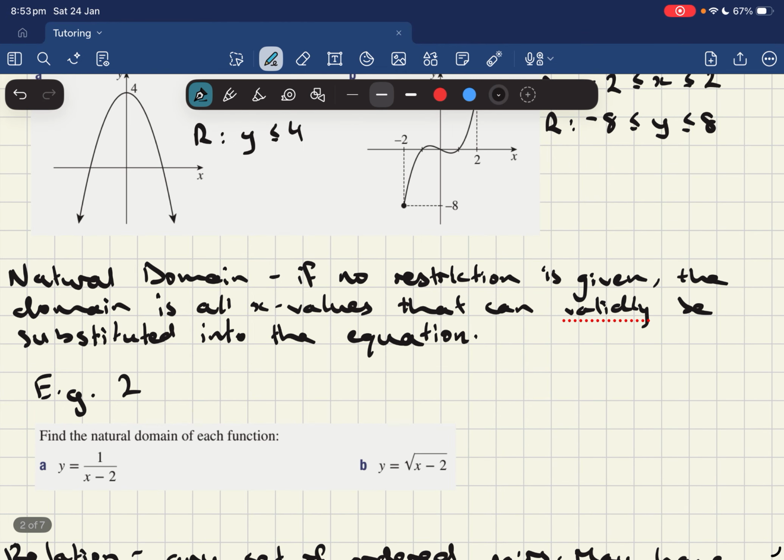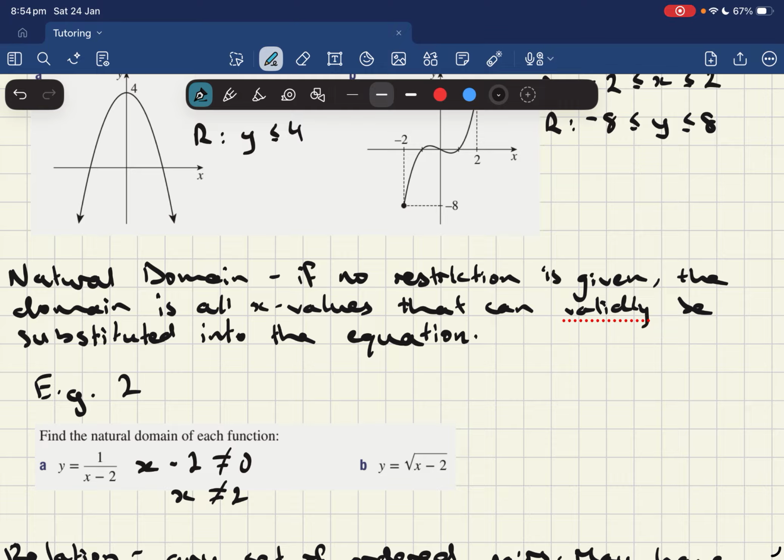So to decide the natural domain, we know that x minus 2 can't be 0 because the number on the denominator cannot be 0. Therefore, rearranging this equation, x cannot equal 2.